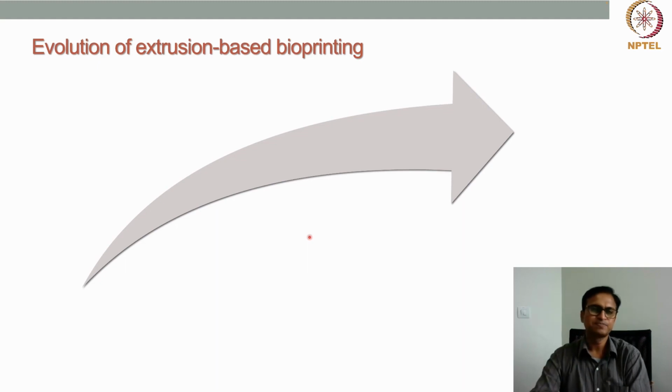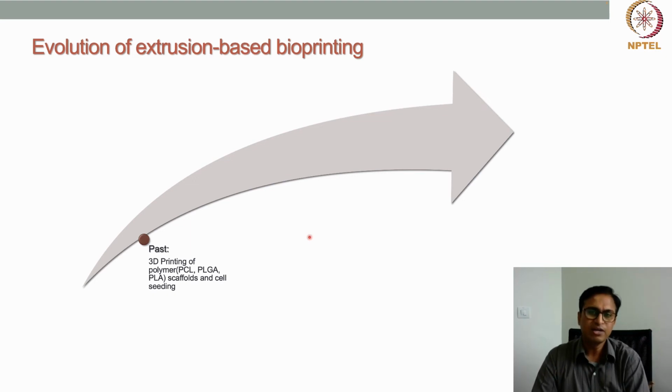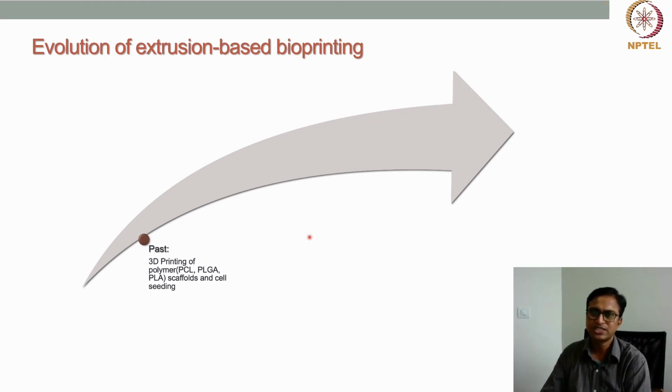If you see historically, at the very first, in the past, extrusion bioprinting was mostly used for printing only biomaterials, where no cells are encapsulated or loaded inside the material. Only 3D printing of polymers was mostly done. Polymers like PCL, PLGA, PLA can be in a dissolved state, solubilized in respective solvents, or they can also be heated up to liquefy, and then plotted. So these things are possible, and later after printing, cell seeding was done on these structures.